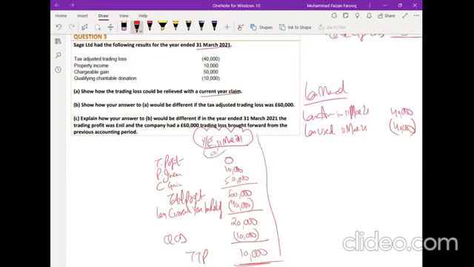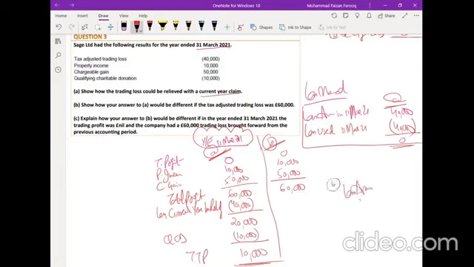What is the part B? Can you read the part B? Show how your answer to A would be different if the tax adjusted trading loss was 60,000 pounds. Okay. This is A part, no? Done. B part is saying that assume that you have a trading loss of how much? 60,000. So my income is 60. So how much I can adjust? 60.